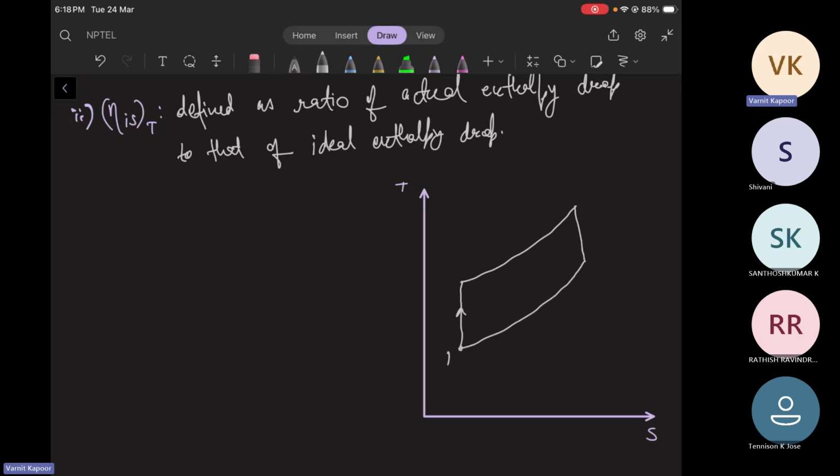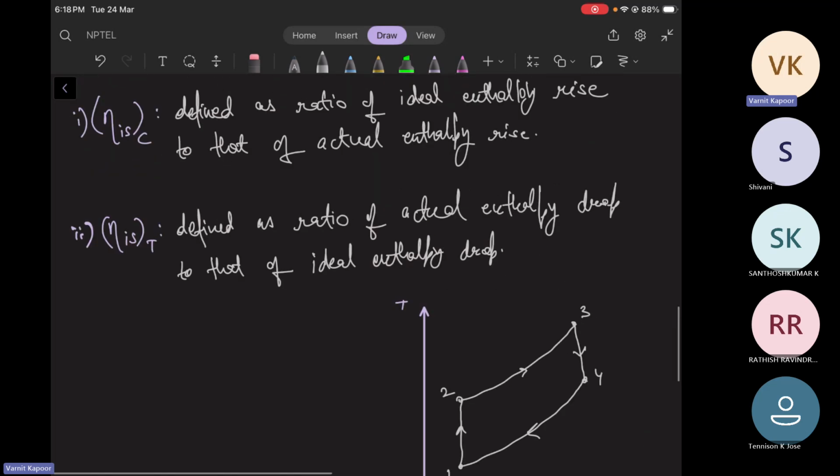1, 2, 3, 4. Okay. Compression, heat addition, expansion, or the work by the turbine, and heat rejection, because it's a closed cycle gas turbine. So what I'm saying is, the isentropic efficiency of a compressor is basically the ratio of ideal enthalpy rise to that of actual enthalpy rise.